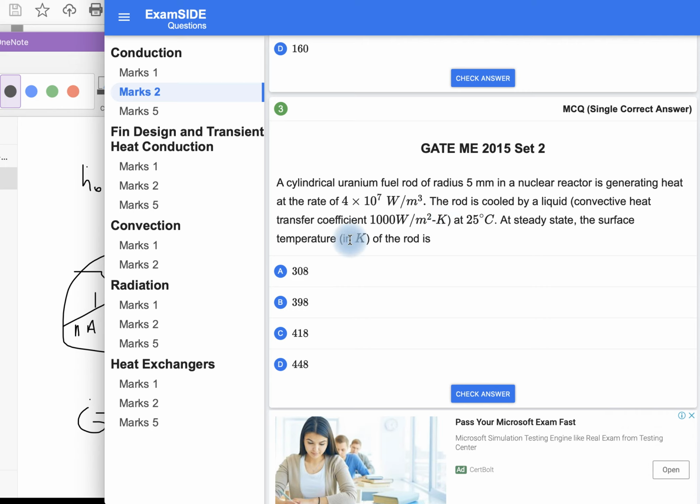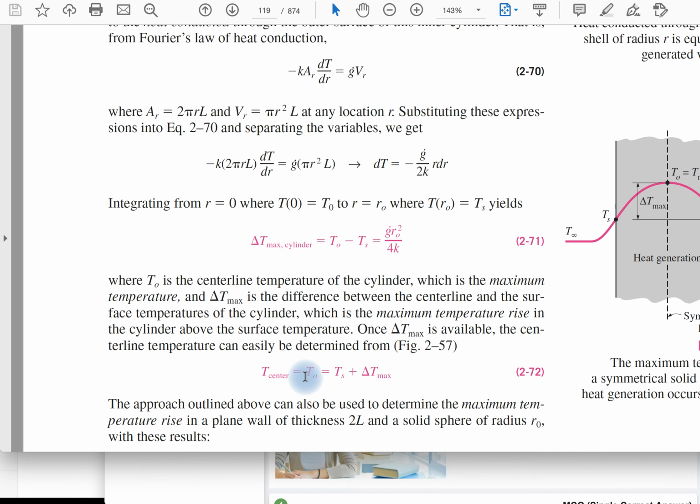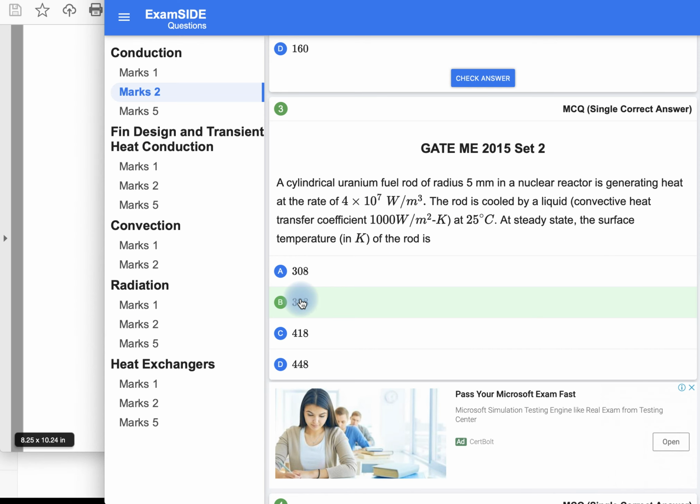At steady state, the surface temperature in Kelvin of the rod is. So I am finding out what this temperature is. The rod is cooled by a liquid. So T naught minus Ts is given. So actually the answer should be 298, I think. You can confirm it because T naught is equal to Ts plus 10, where delta T will come as 10. So T naught minus 10 is equal to surface temperature, that will be 25 degrees Celsius, or in Kelvin it will be 298.